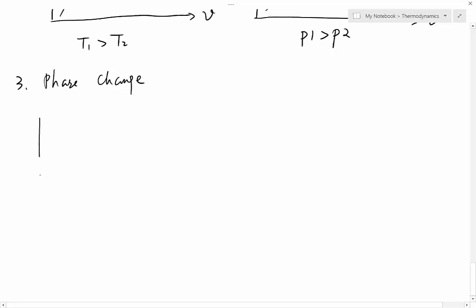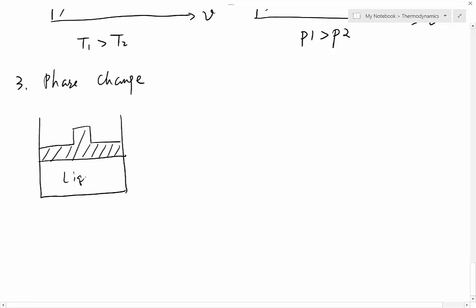Okay, so now let's do this. You have an engine, or you can think of this as a pot of water inside a piston cylinder assembly. And then here you have some liquid. You can think of it as water.